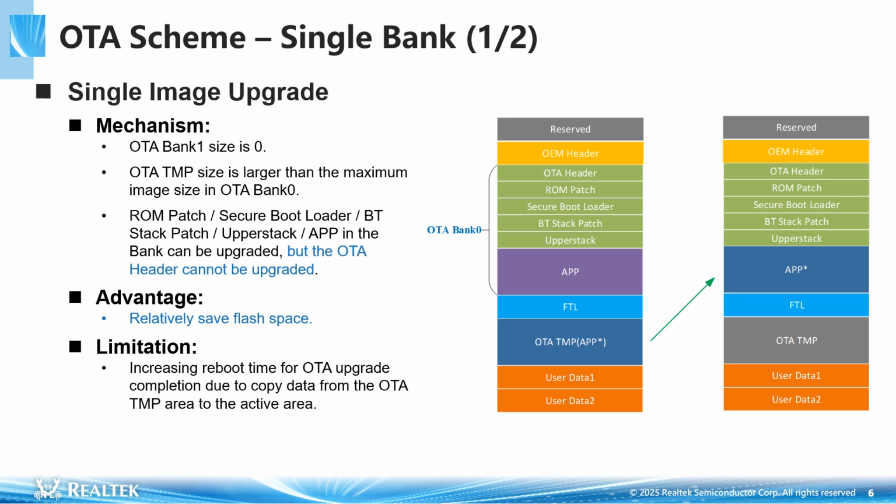As shown in the right figure, the app image with asterisks to be upgraded is first transferred to the OTA temp area. After the transfer is complete, a reboot copies the app image with asterisks to the app area to run the new firmware.